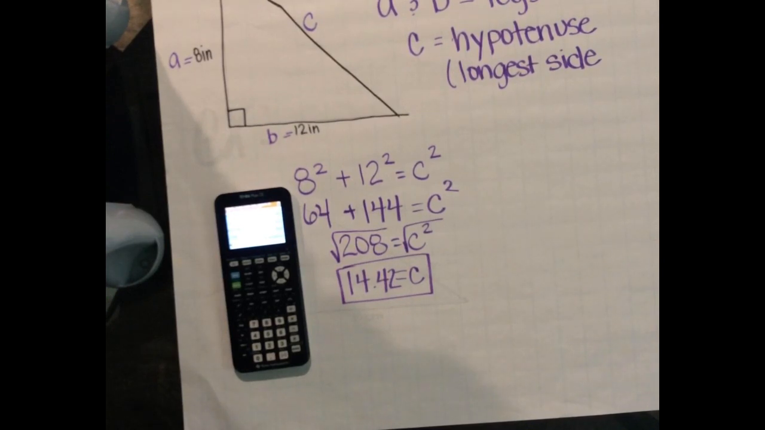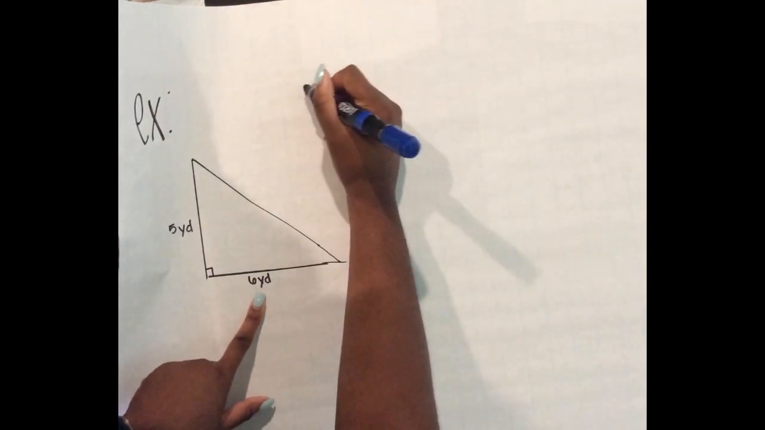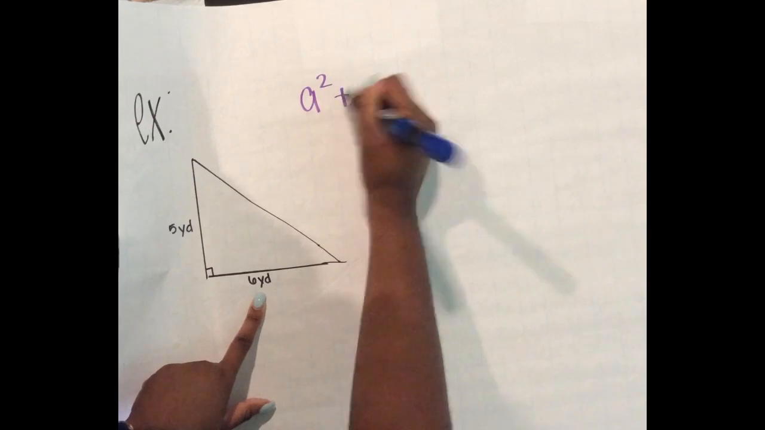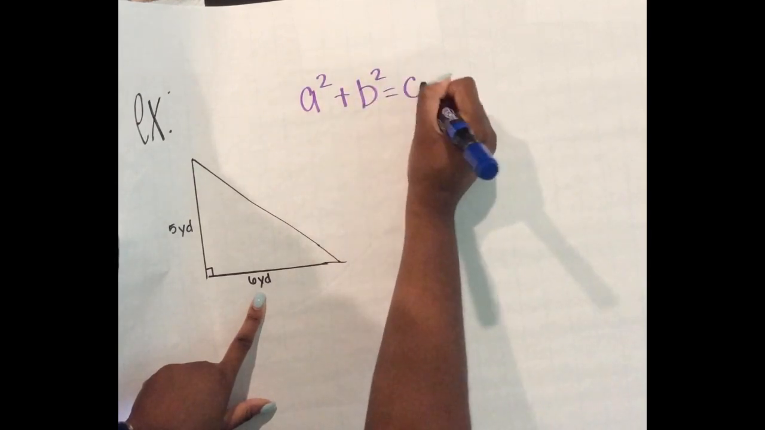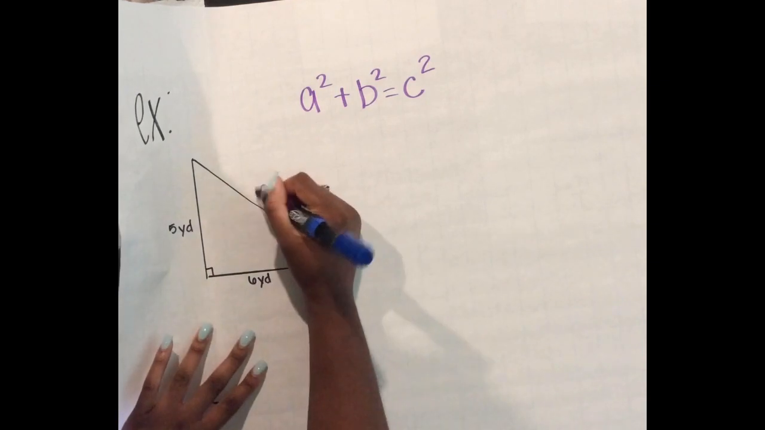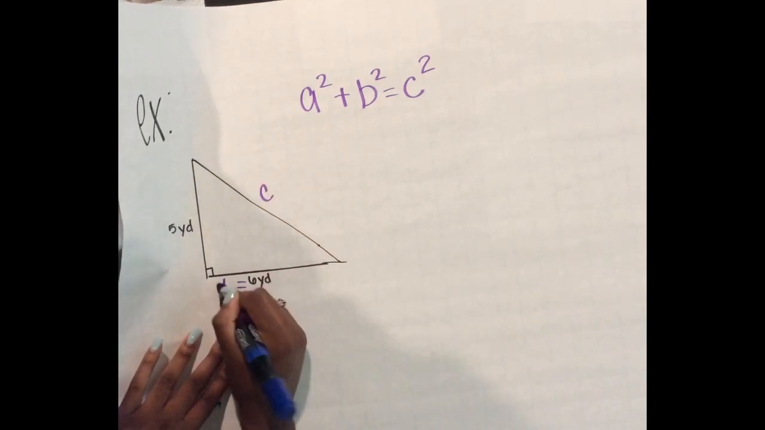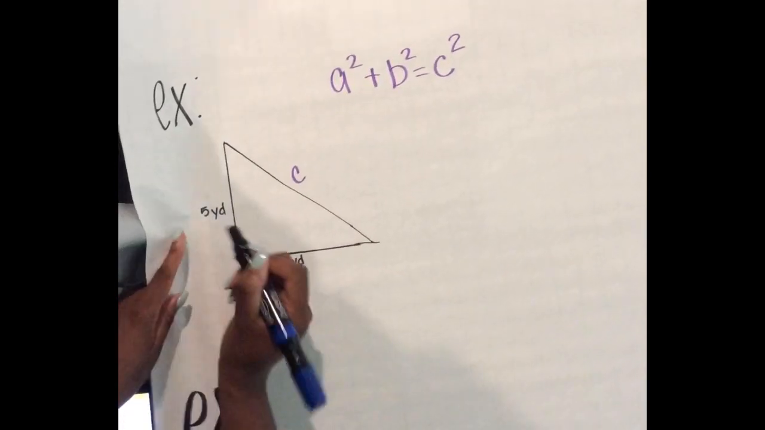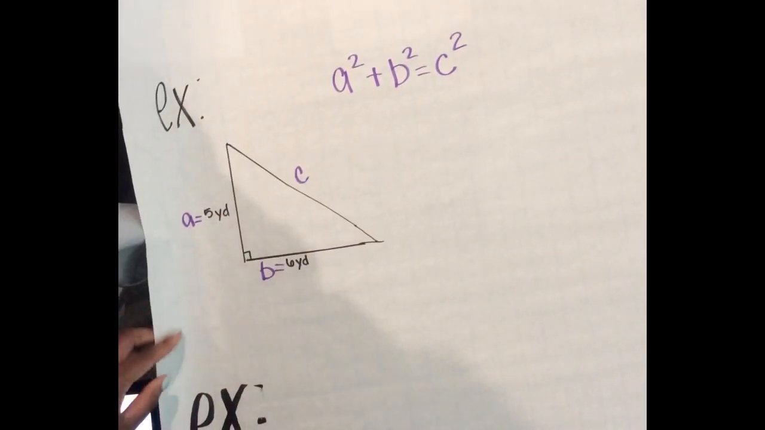So now we've solved our first Pythagorean theorem problem. So now we're going to solve 2 more. So let's look at this problem. So we have our triangle. We have one leg that is 5 yards. We have another leg that is 6 yards. So let's write out our formula. A squared plus b squared equals c squared. What side are we missing? We're missing c. So we're going to let 6 be b. We're going to let 5 be a. Okay?